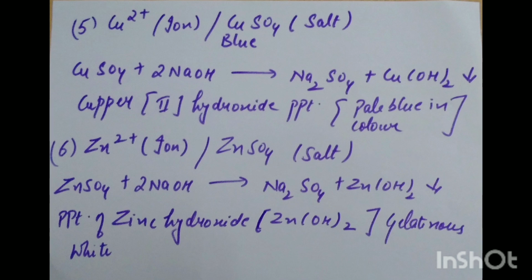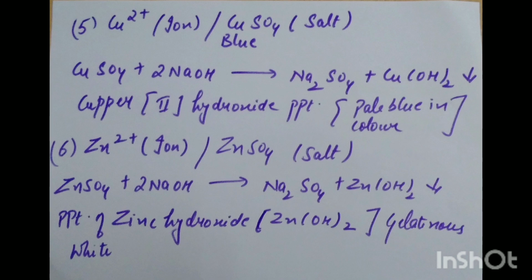Next is for the copper ion, that is the Cu2+ ion from the CuSO4 solution. When we deal copper sulfate with sodium hydroxide, we are going to obtain sodium sulfate along with copper hydroxide, and here the color becomes pale blue because of the presence of precipitates of copper hydroxide.